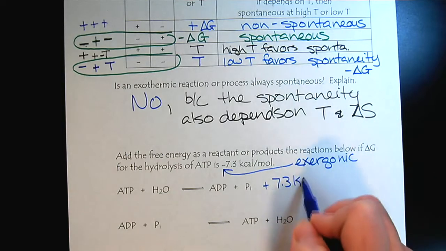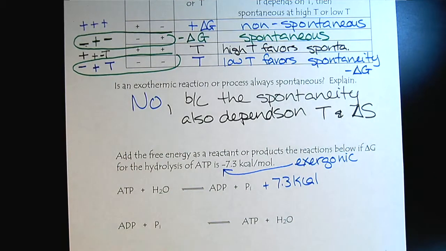So think of the kcals as a product. And then if we show the reverse reaction, then of course we would put the 7.3 kcals as a reactant, and then here it would be endergonic. So it's just another way to show the forward and reverse reactions.